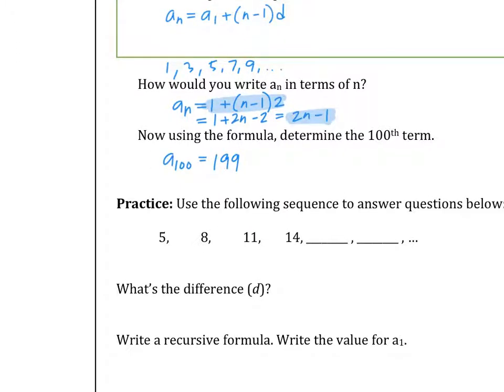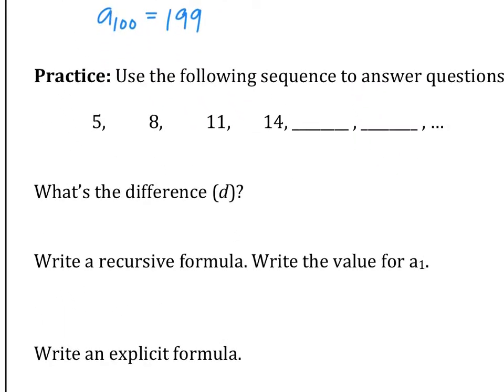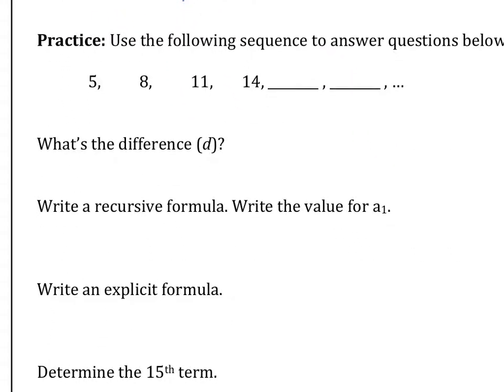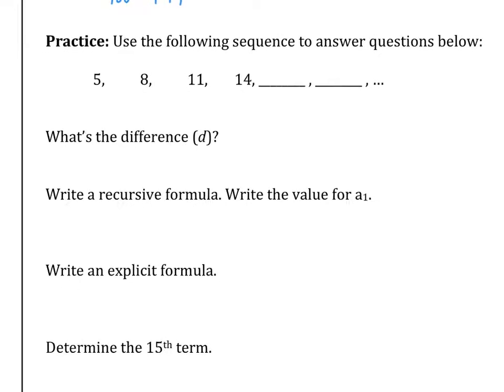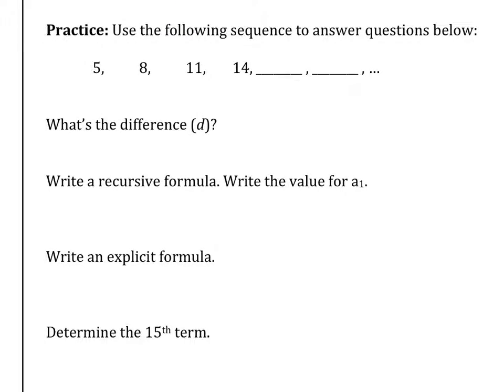Let's practice. So this one: 5, 8, 11, 14. Just go through the steps. What is the difference? What is the recursive formula? Make sure you write A1, write the explicit formula. Now figure out the 15th term. Okay, go ahead and do that. Let me know when you're done.